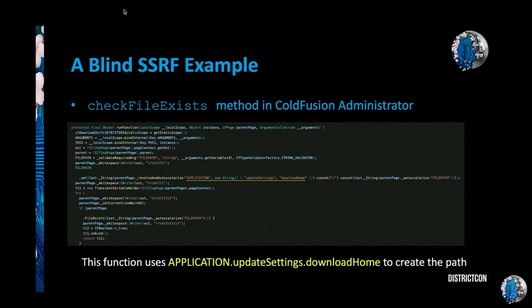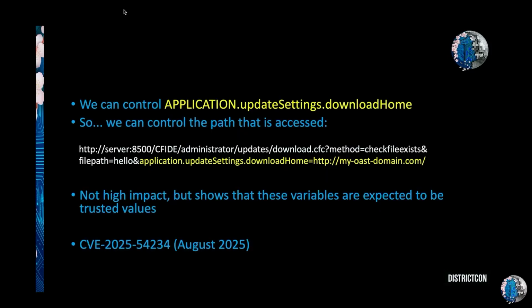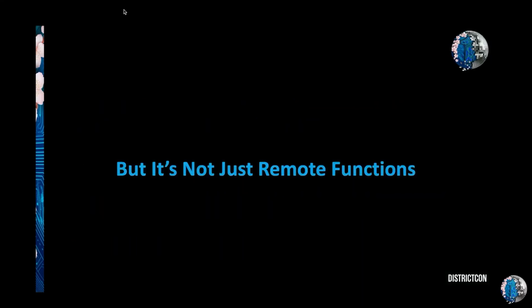application.updateSettings.download home path, which is set in a server-side configuration file. But using this technique, we can pass in our own path for that. And so since we can control that variable, it's used in the call. And instead of using the hard set server settings, it's using the value that we put in. So we can put in a URL or a file path, and it will go ahead and fetch that. And this vulnerability was patched at the same time as the larger one back in August of 2025.